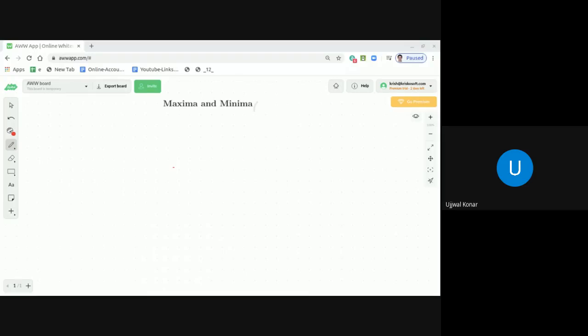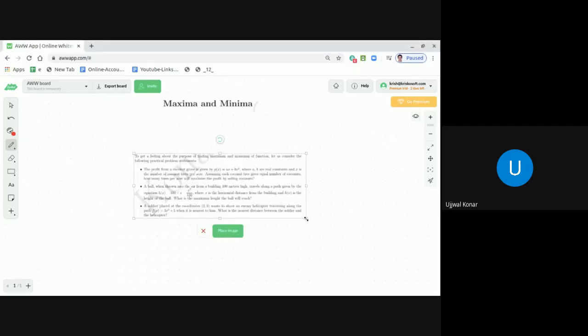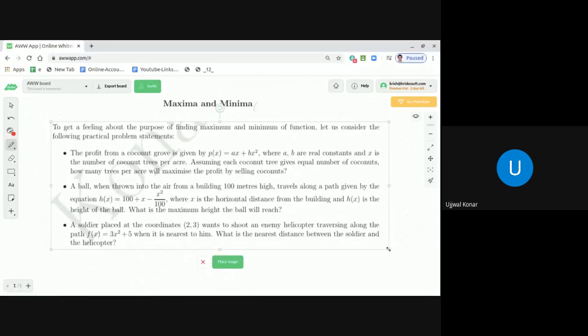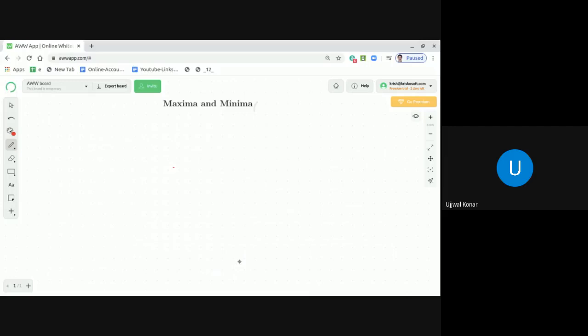Maxima and minima. Now, to get a feeling about the purpose of finding the maximum and minimum of a function, let us consider the following practical problem statements. They will help you understand why we should learn maxima and minima, and you will find it is very important. So the first one is this.